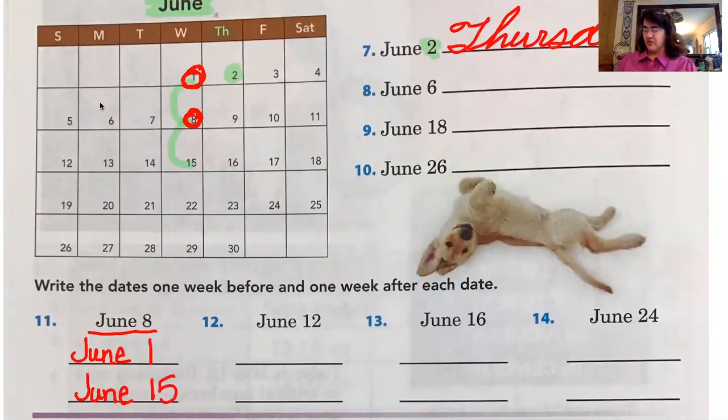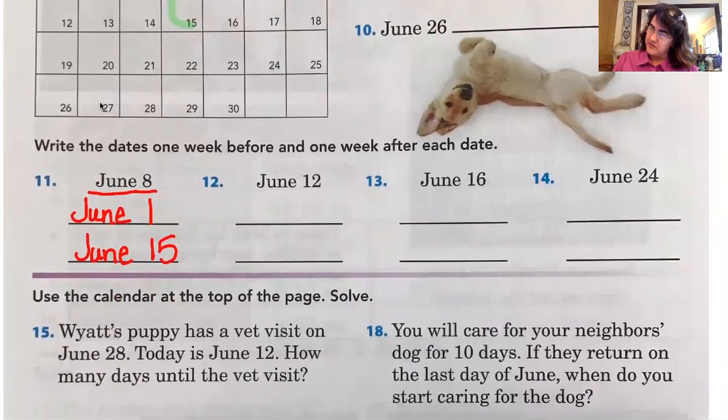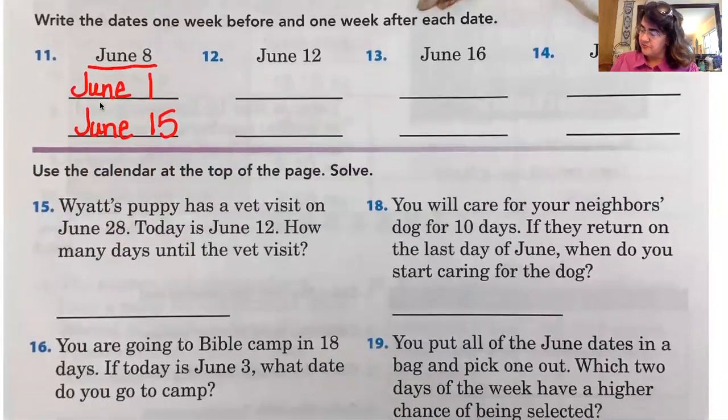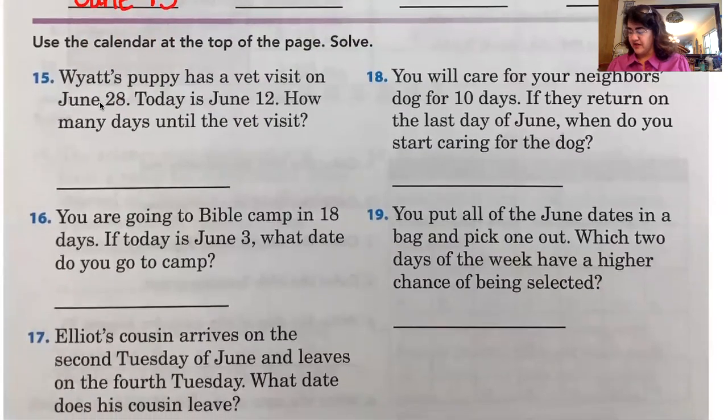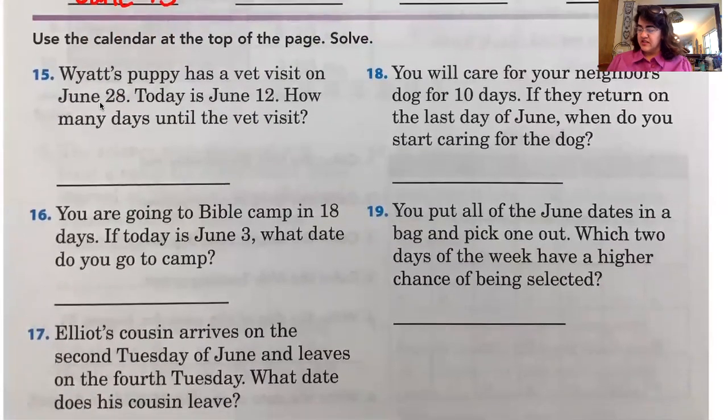Good job, second graders. Moving on to our next section. We'll come back and do this together if you need help. Be ready, we're doing problem solving path here. Use the calendar at the top of the page to solve. Wyatt's puppy has a vet visit on June 28th. Today is June 12th. How many days until the vet visit? So underline how many days until the vet visit.